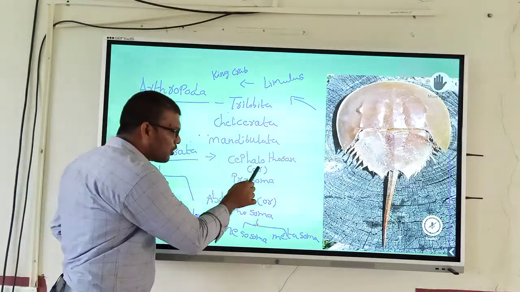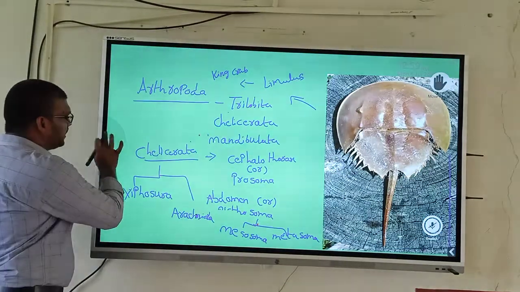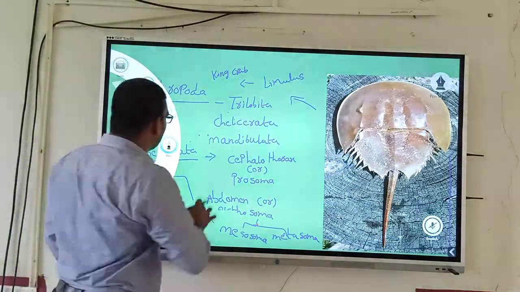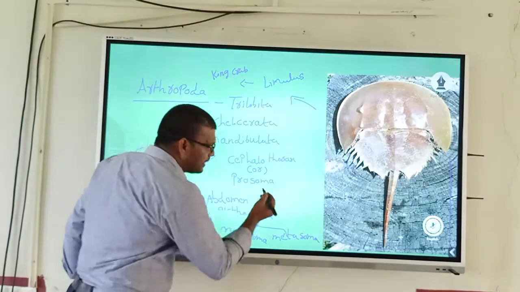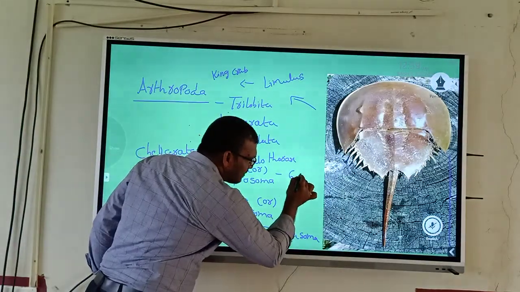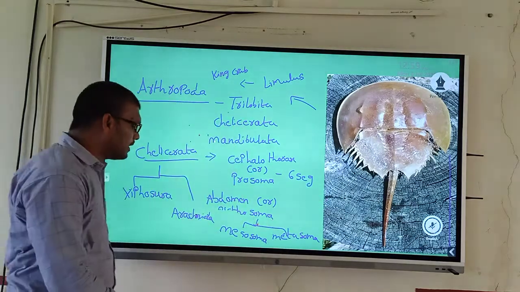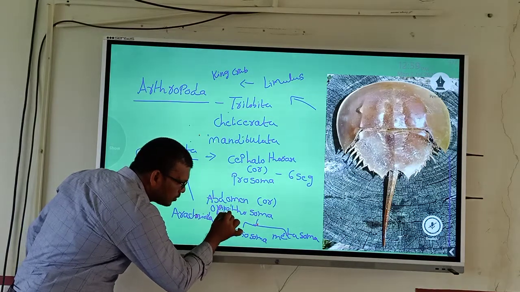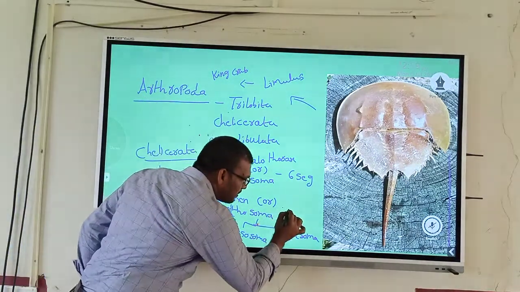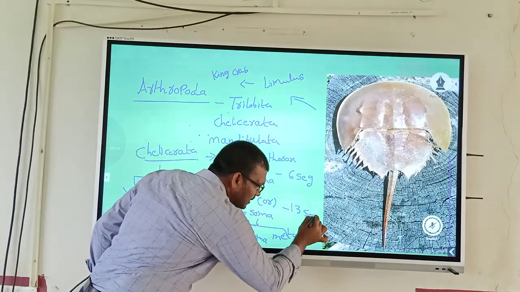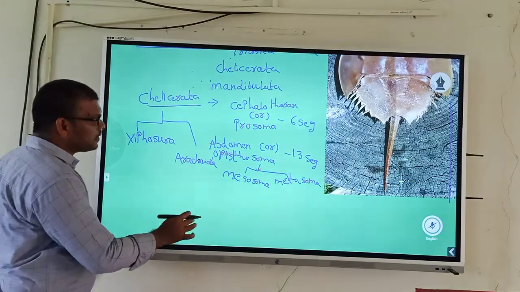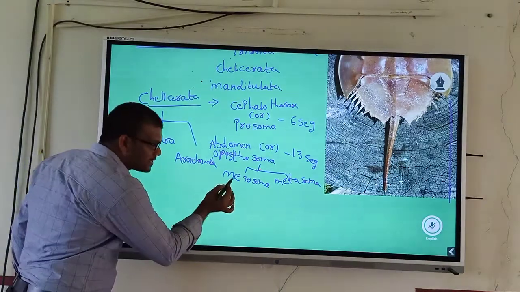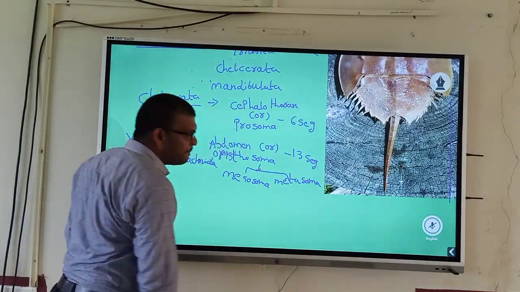Now, in the cephalothoracic region, basically we have 6 segments. And if we go to the abdomen, also called the opisthosoma, how many segments are present? 13 segments are present. Now, if you observe this opisthosoma, it is again divided into two parts. One is the mesosoma and the other is the metasoma.